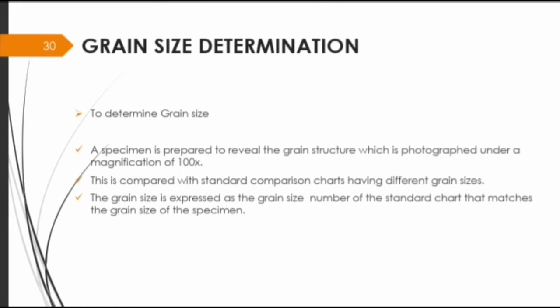Now in this slide we will learn how to determine grain size. At first, the specimen is prepared so as to reveal the grain structure and is photographed under a magnification of 100x, and then it is compared to comparison charts having different grain sizes, and the grain size is expressed as the grain size number of the standard chart that matches the grain size of the specimen.